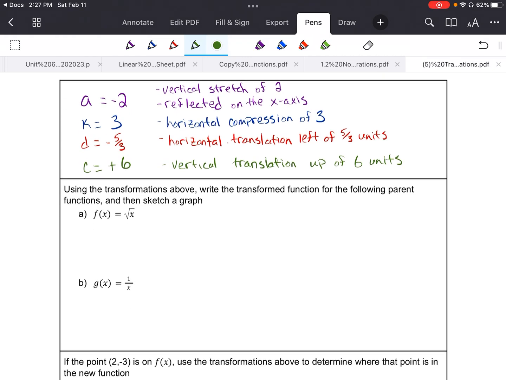So using the transformations above, write the transform function for the following parent functions, and then sketch a graph. Okay, so we are given a radical to begin with. And if we remember yesterday's note, the a value, the k and the x minus d go underneath the root sign, and the 6 stays alone.